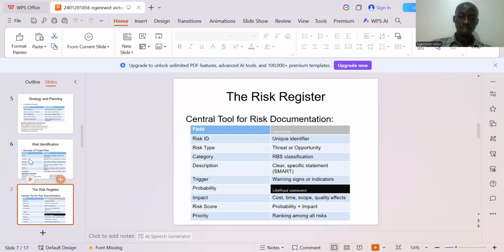So what is the central tool for risk documentation? We have the risk ID, which is a unique identifier. The risk type, what type of threat or opportunity. Then you iterate through the category, the description, the trigger, the probability, and the impact.